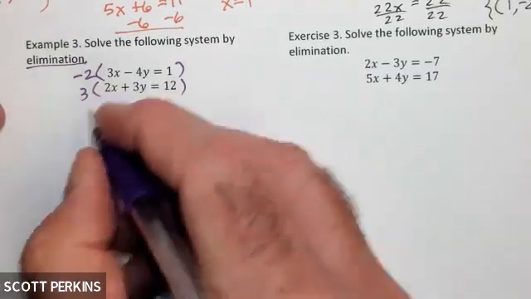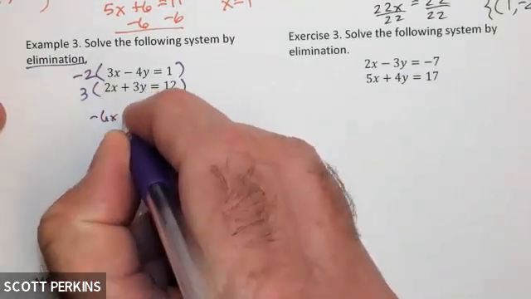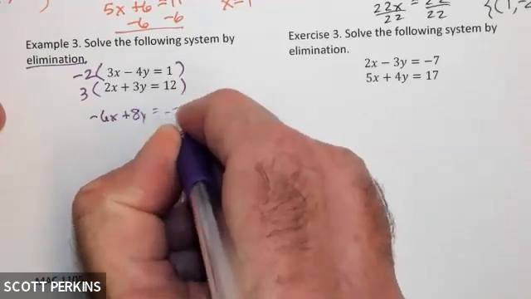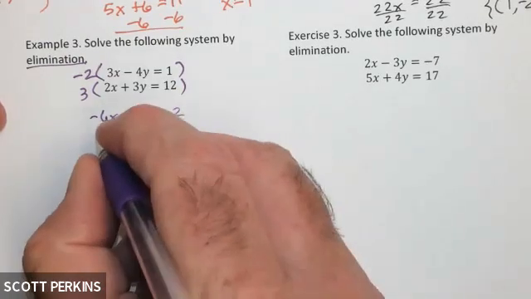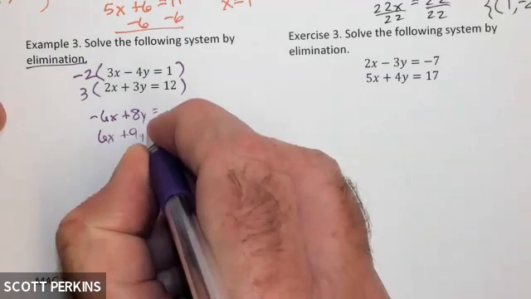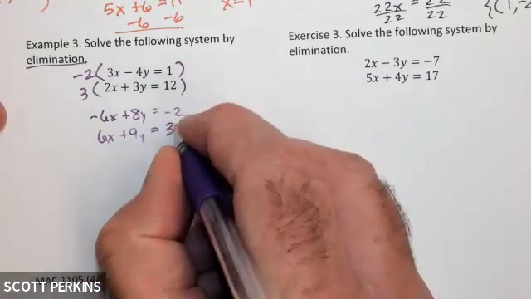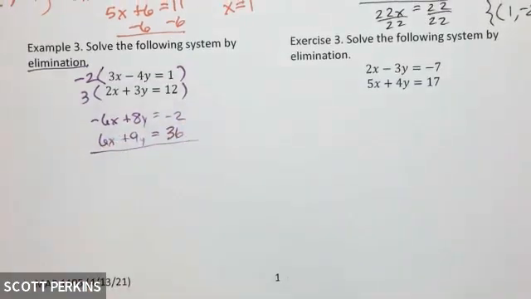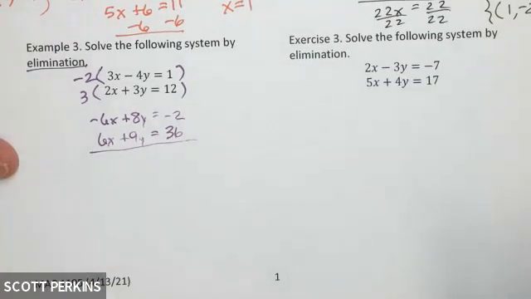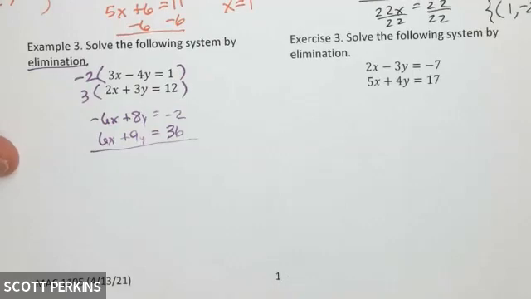So now I'm going to distribute. So I've got negative 6x plus 8y is equal to negative 2. And then 6x plus 9y is equal to 3 times 12 is 36. Just giving you a second to catch up because I know I get excited and go fast.